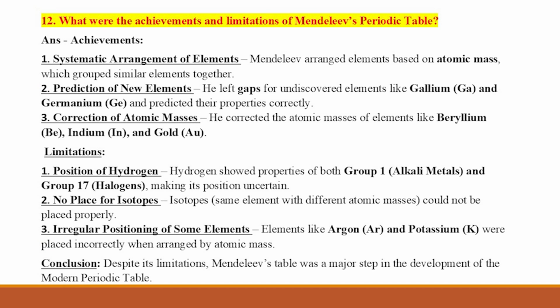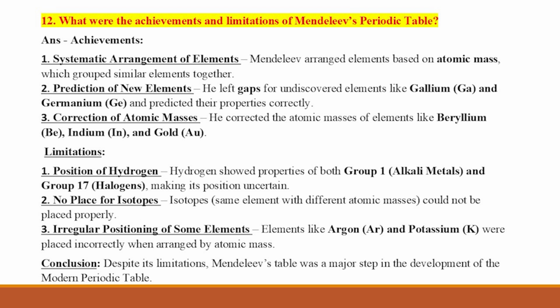12. What were the achievements and limitations of Mendeleev's periodic table? Answer, achievements. 1. Systematic arrangement of elements. Mendeleev arranged elements based on atomic mass, which grouped similar elements together. 2. Prediction of new elements. He left gaps for undiscovered elements like gallium, Ga, and germanium, Ge, and predicted their properties correctly.